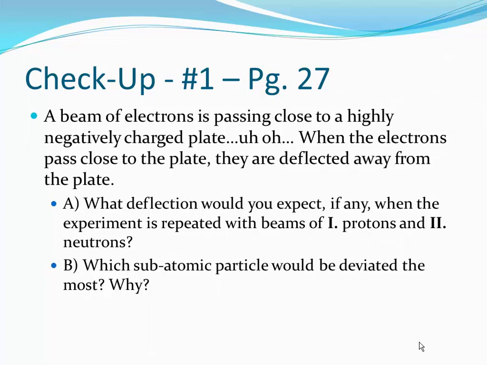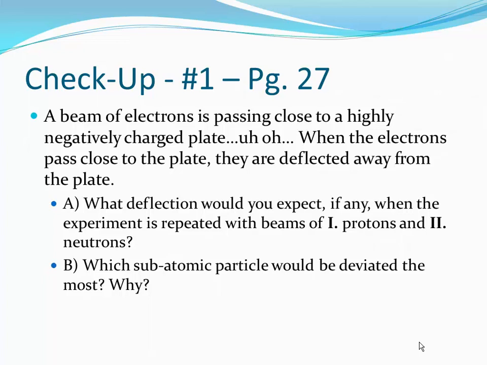A beam of electrons is passing closely to a highly negative charged plate. When the electrons pass close to the plate, they are deflected away from the plate. What deflection would you expect, if any, when the experiment is repeated with beams of protons and neutrons?